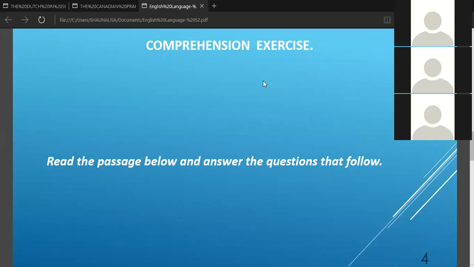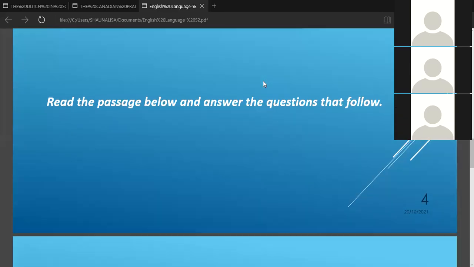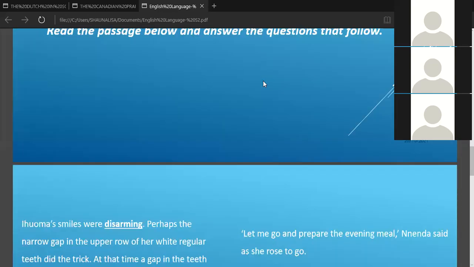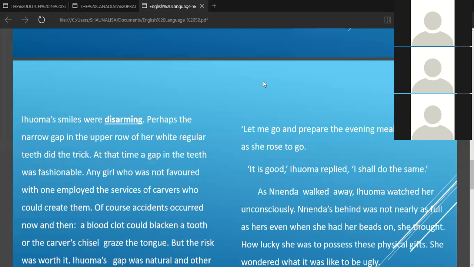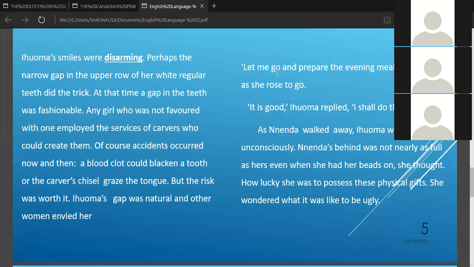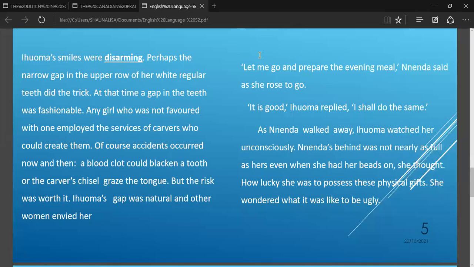Okay, thank you. We are going to read the passage below. Quite a simple passage. We are going to look at it and try to put it in context and answer the questions that follow. Can I please have readers, around 3 or 4 people, who are going to read out loud for us so that we can understand this passage and put it in context?